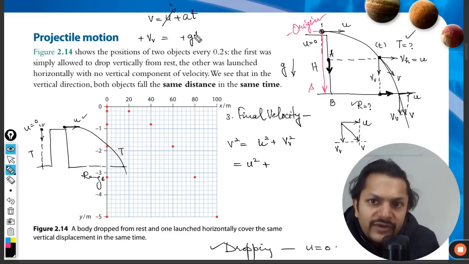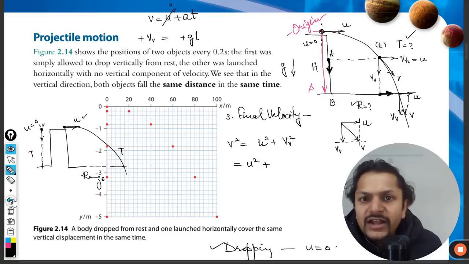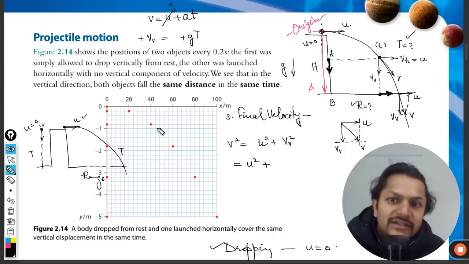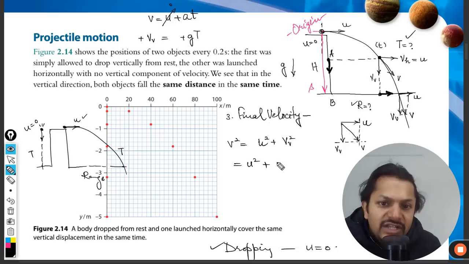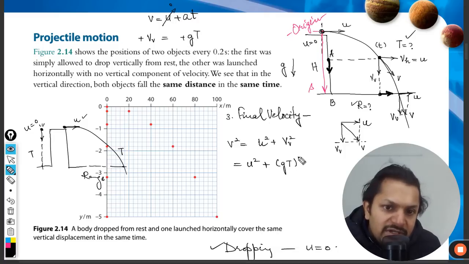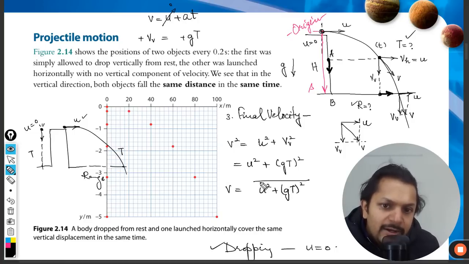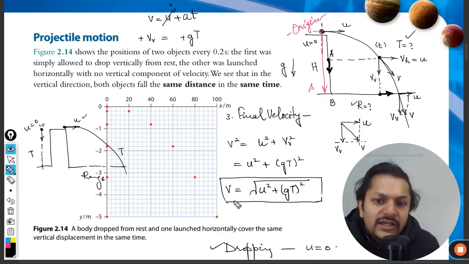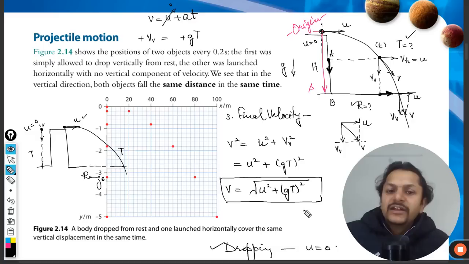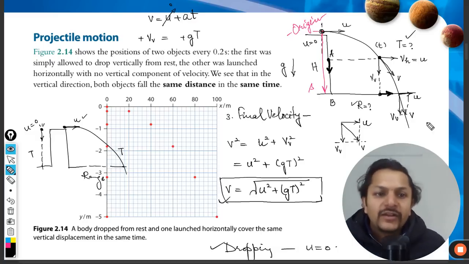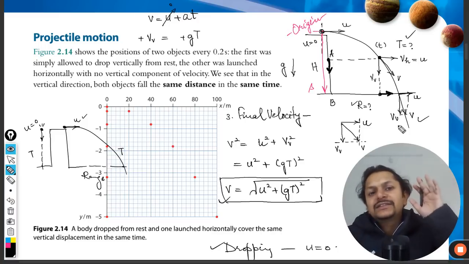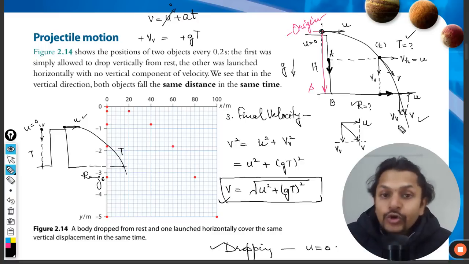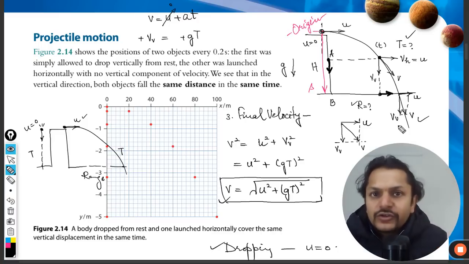Gravity is in the positive way. This is the time t. Obviously, we are referring to the total time, so I can just write it as capital T here. So v_v is gT. So this can be written as (gT) squared. So v is equal to the square root of u squared plus (gT) squared. This becomes the final velocity with which the body is going to hit the ground. So this is the formula for your final velocity, and that is the last thing that you were supposed to note in this topic of horizontal projectile motion.